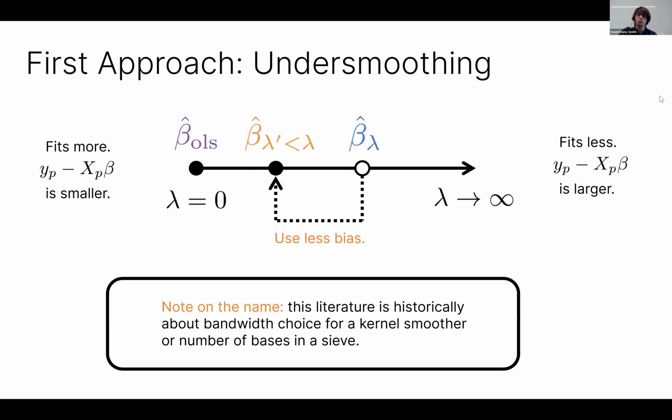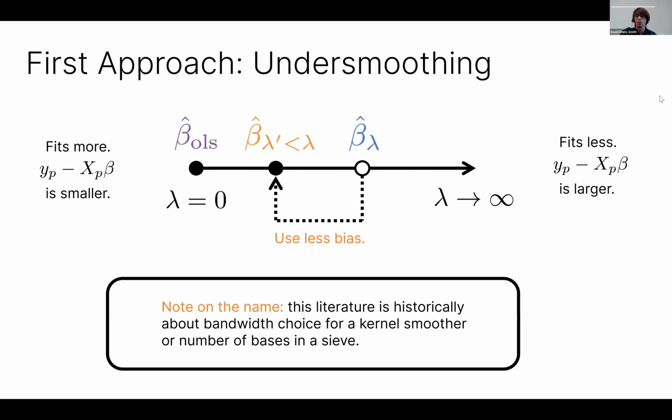And just a note on the name, traditionally this literature was about bandwidth choice for a kernel smoother, and I think that's where the term undersmoothing comes in, or the number of bases in a sieve. But maybe in a modern setting, we would just call this overfitting. So you use overfitting to have less bias than the plug-in. The question is, of course, how do you pick lambda prime?